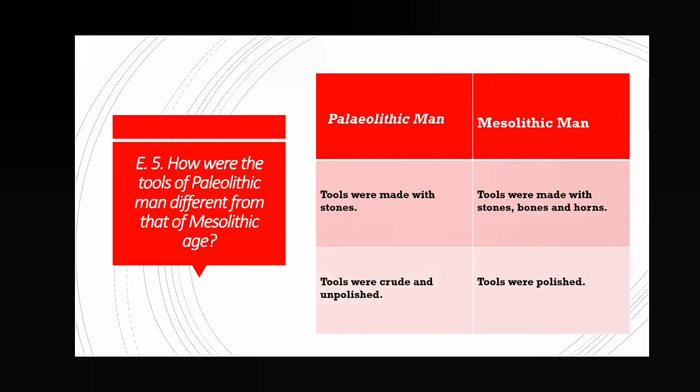Next, last question, E5: how were the tools of Paleolithic man different from those of Mesolithic? We have to find out the difference in tools of the Middle Stone Age and the Old Stone Age. Tools were made only of stones in the Old Stone Age, but in the Middle Stone Age, stones, bones and horns were used to make the tools. In the Paleolithic age, tools were crude and unpolished, but in the Mesolithic age, tools were slightly different, they were polished. So these are the differences between Paleolithic and Mesolithic age tools.